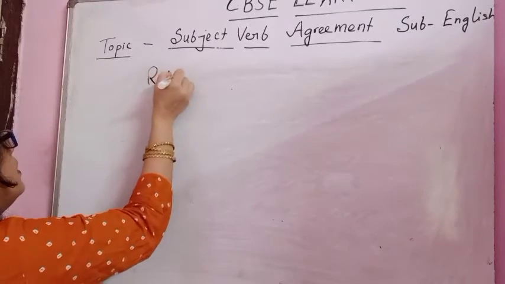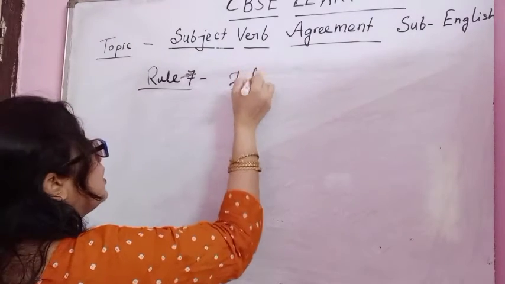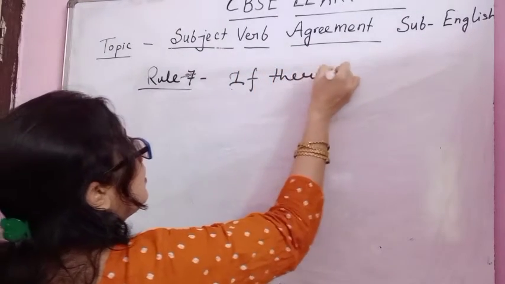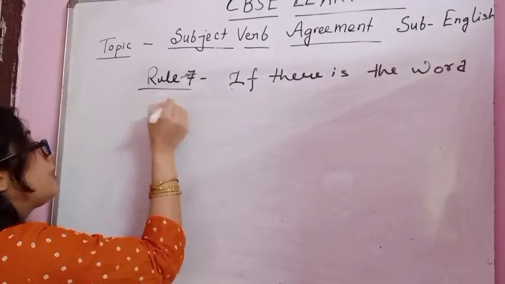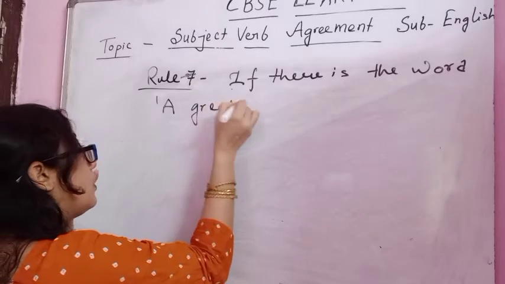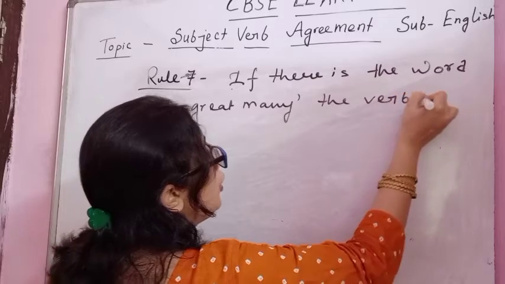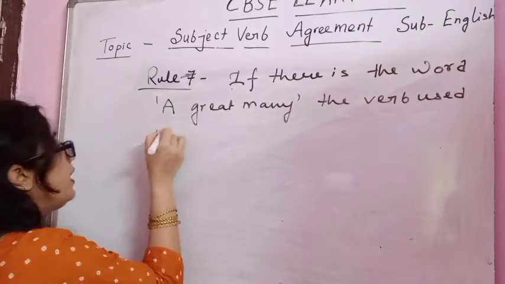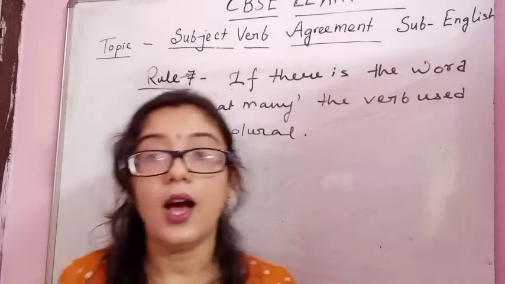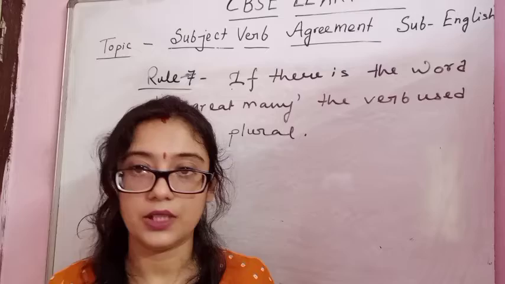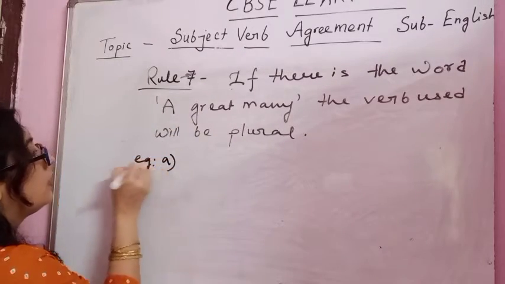Rule 7. If there is the word "a great many," the verb used will be plural. Like we say now, a great many people have attended the meeting. So if there is the word "a great many," then you can use the plural verb.